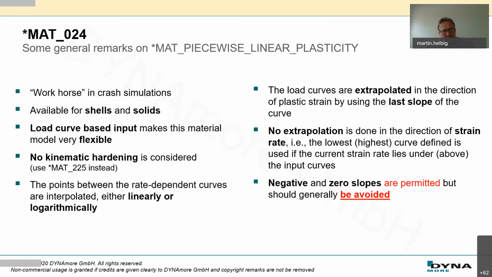The points between the rate dependent curves are interpolated linearly or logarithmically. This makes sense depending on how big your range of the strain rate is. The load curves are extrapolated in the direction of the plastic strain by using the last slope. No extrapolation is done in the direction of the strain rate. This means the lowest curve defined is used at the current strain rate, also if it lies under these input curves. It is possible to use negative or zero slopes, but it should generally be avoided. Sometimes for plastics, it is useful also to use a negative slope.